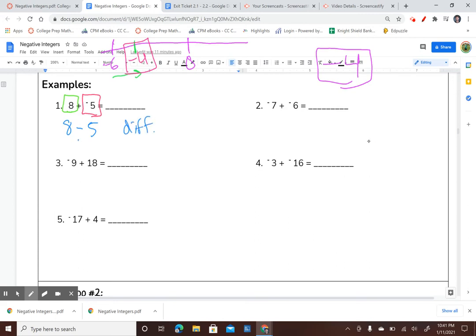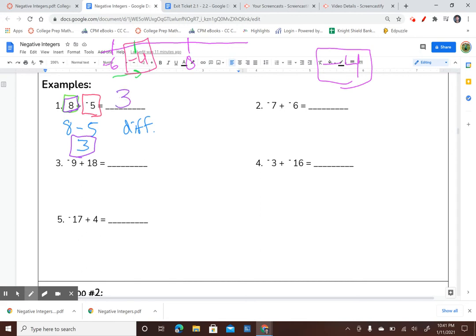8 minus 5 gives me 3. And now I need to do that final step of looking at which number is bigger, 8 or 5. Well, 8 is bigger here, and the sign for 8 is positive. So my answer is going to stay positive.